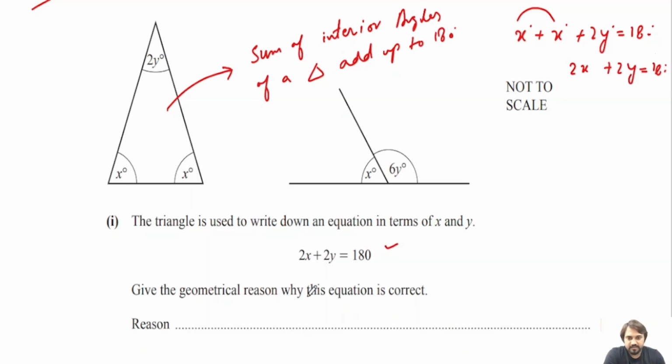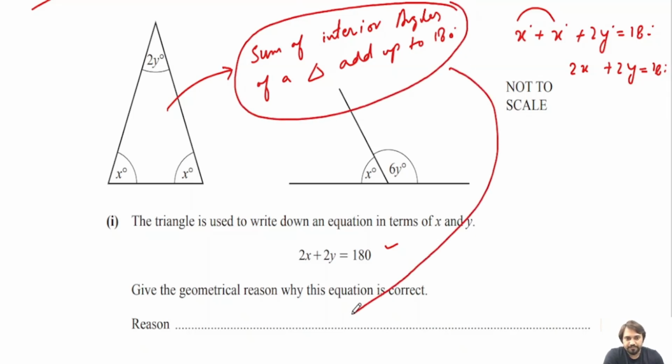So this is the case, but we have to give the reason. This is our reason: sum of interior angles of a triangle add up to 180 degrees. You have to write it down here.